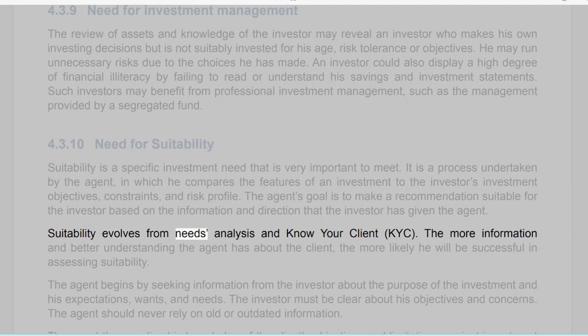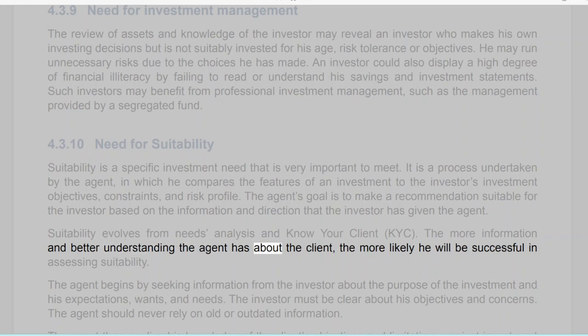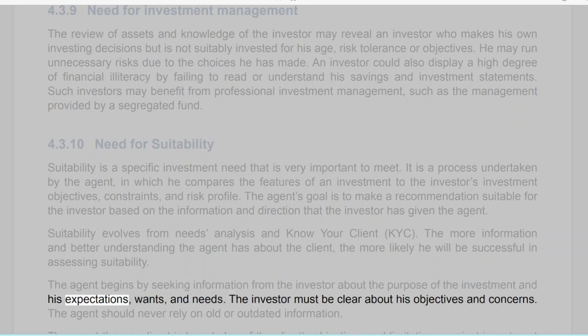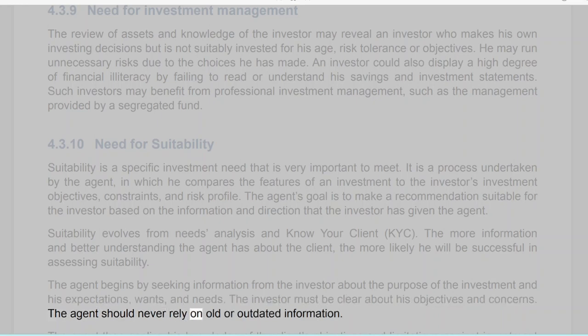Suitability evolves from needs analysis and know your client, KYC. The more information and better understanding the agent has about the client, the more likely he will be successful in assessing suitability. The agent begins by seeking information from the investor about the purpose of the investment and his expectations, wants, and needs. The investor must be clear about his objectives and concerns. The agent should never rely on old or outdated information.